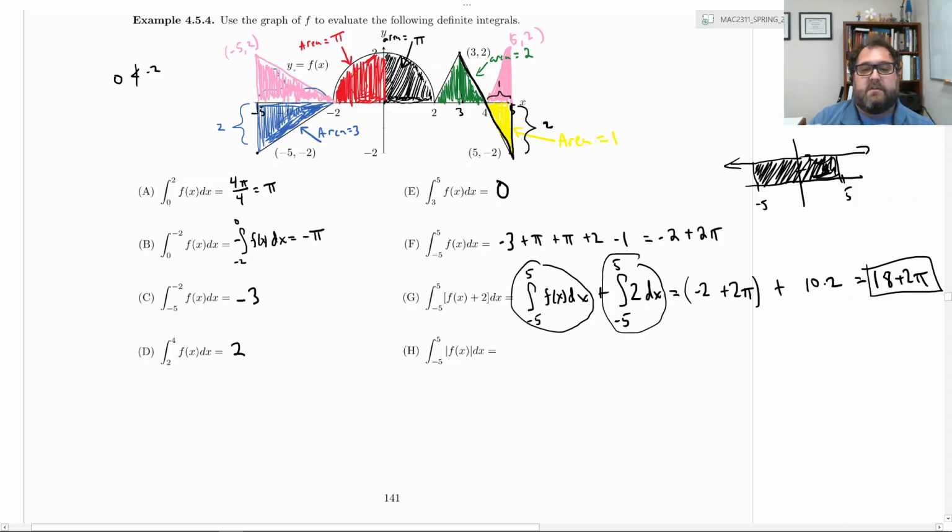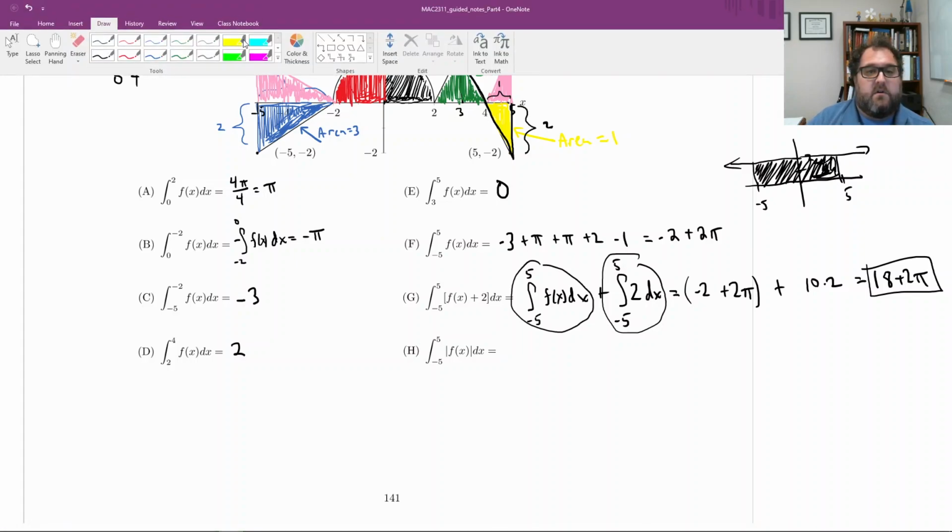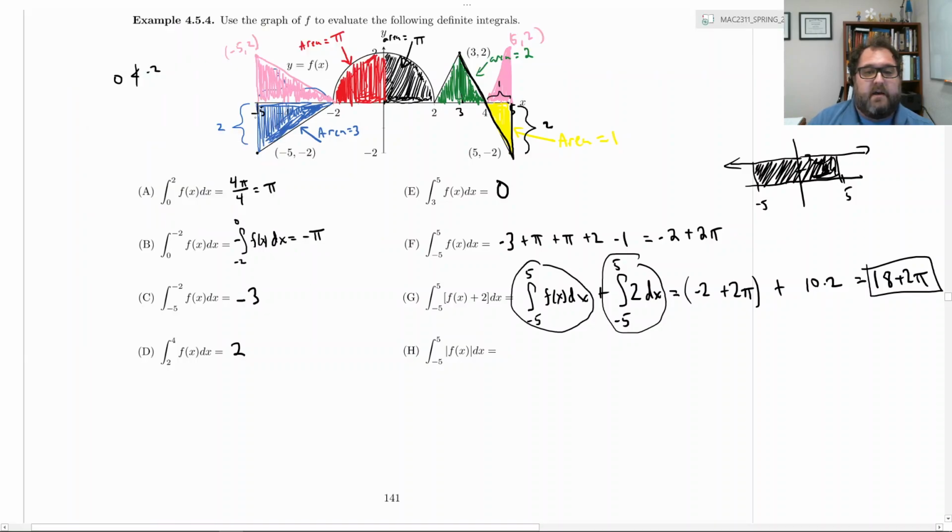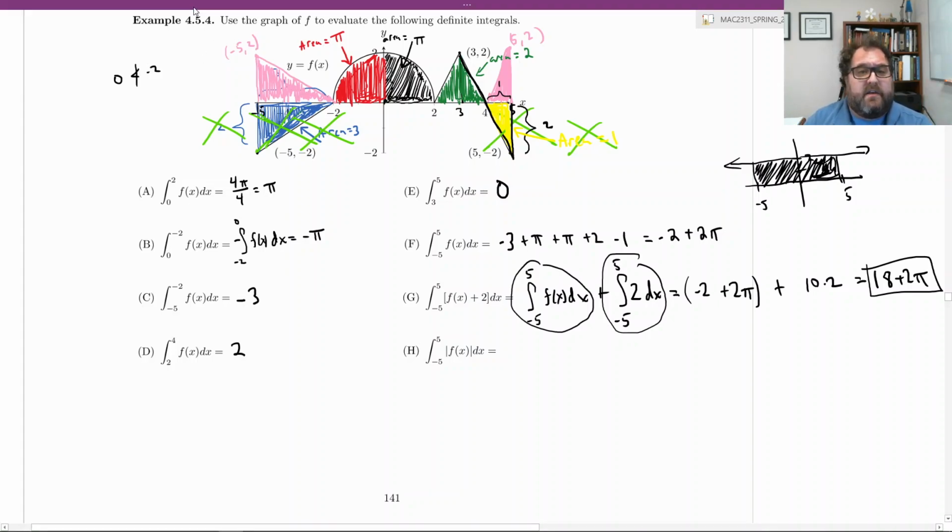Okay, so absolute value is now everything that's above the x-axis. So as far as absolute value is concerned, we forget about this, and forget about that. We're only concerned with what's happening above the x-axis. So everything now is non-negative. So all the areas can be counted in a positive fashion because everything is now above the x-axis.